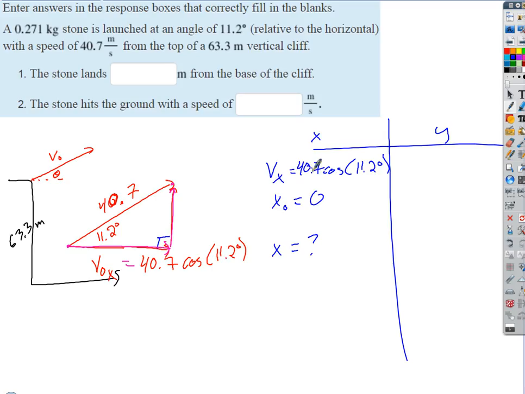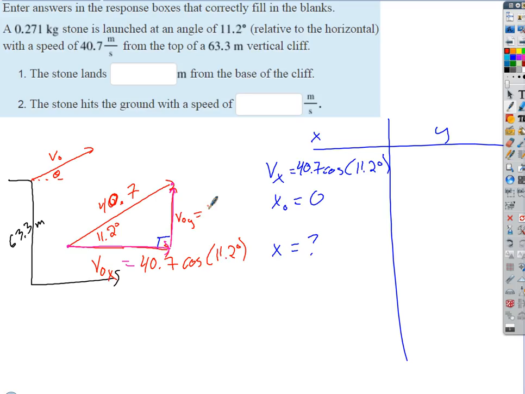Okay, so there's everything I have for x, not very much. Not enough really to do anything with, right? What do I know for y? The initial. You said actually that. Yeah, v naught sub y is gonna be, in terms of 40.7 times the sine, good, times the sine.